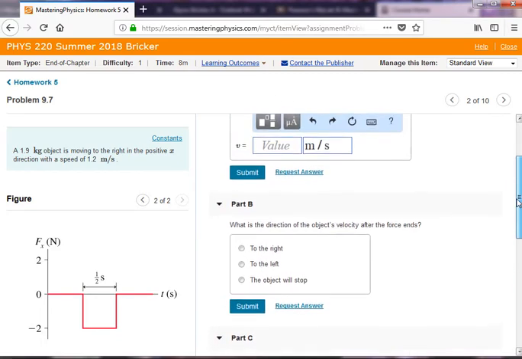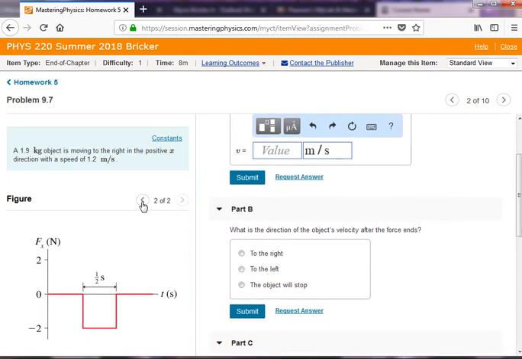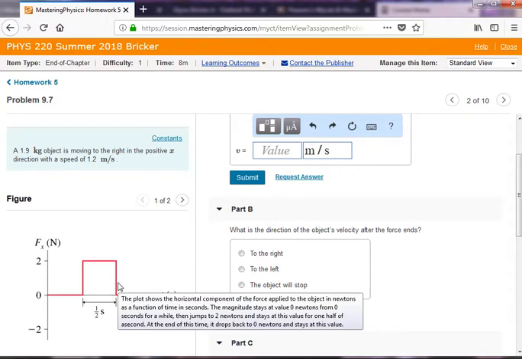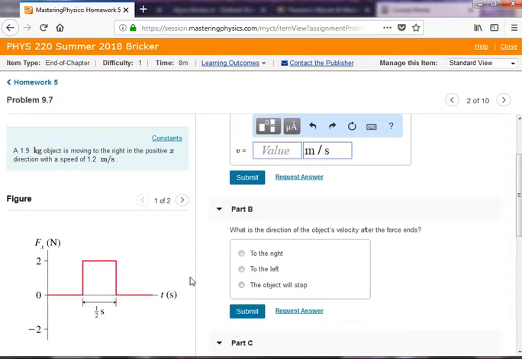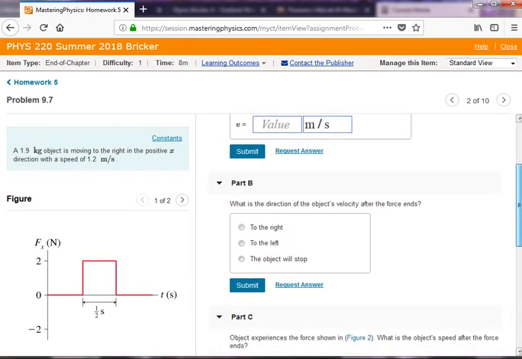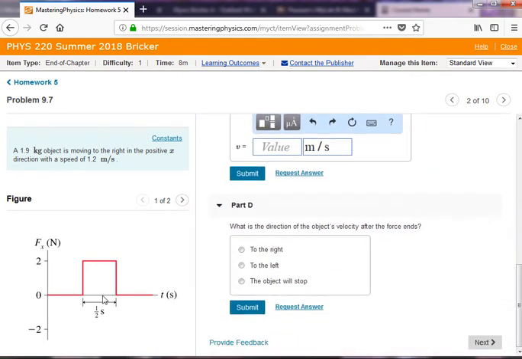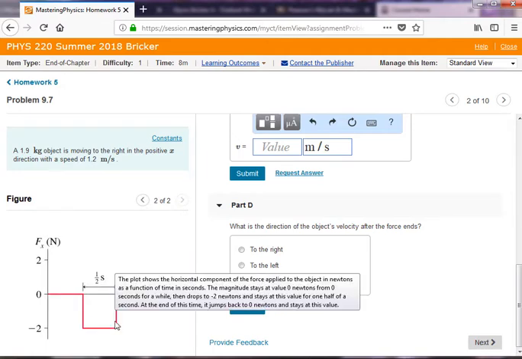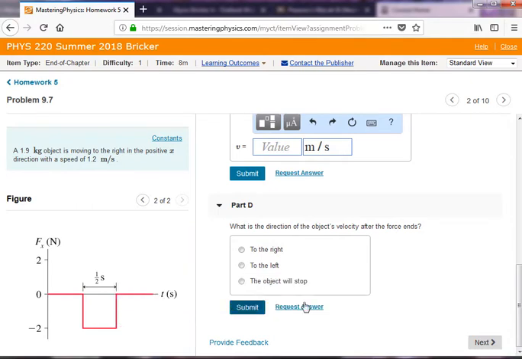We already know it in part B, it's got to be to the right. The force is positive. You're moving to the right. So the force is just going to make you speed up here. So this has got to be to the right. In part D, we don't know yet. This force is going to make you slow down, but does it actually make you change directions? We don't know that yet. You'll have to actually work that out.